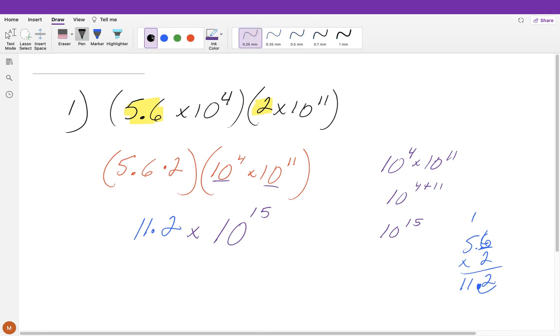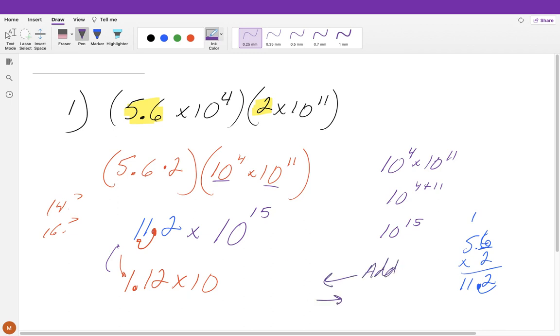This is not in scientific notation, though. This is not in scientific notation, because the number out front is written as 11. So we need to rewrite this. That means this decimal place needs to move one more spot to make it 1.12 times 10. Now we're asking, is this going to be 14 or 16 as our power of 10? Since this number got smaller, and in order to go back to the original number it needs to get larger, that means we're adding to the exponent. Remember, as we move to the left, we add; as we move to the right, we subtract. So this actually becomes times 10 to the 16th power.